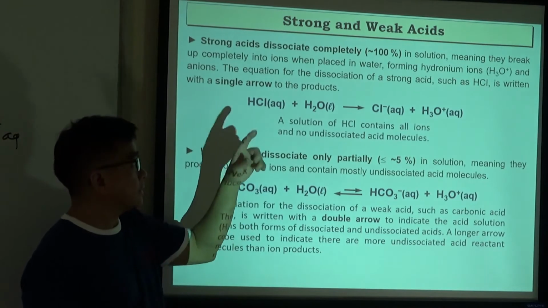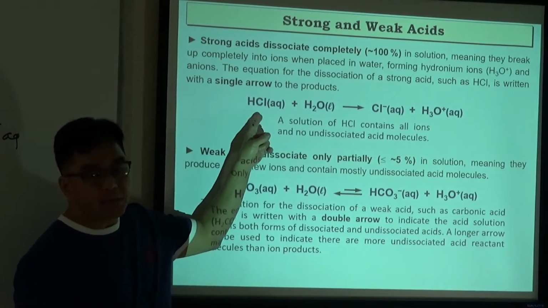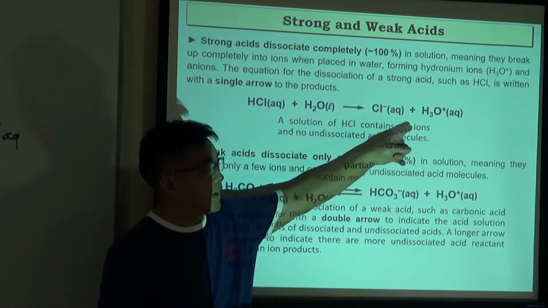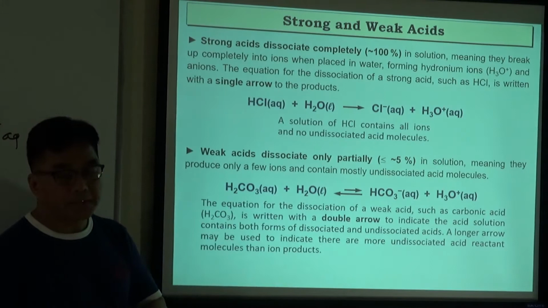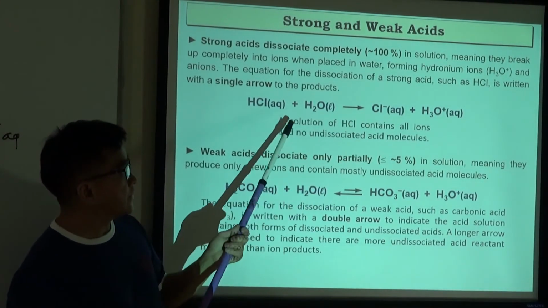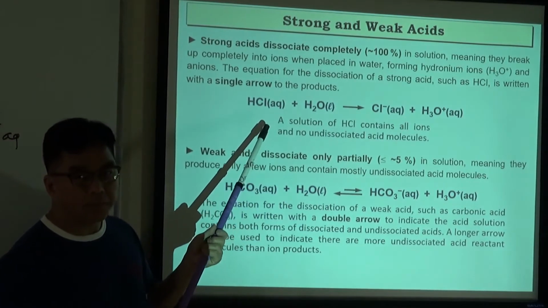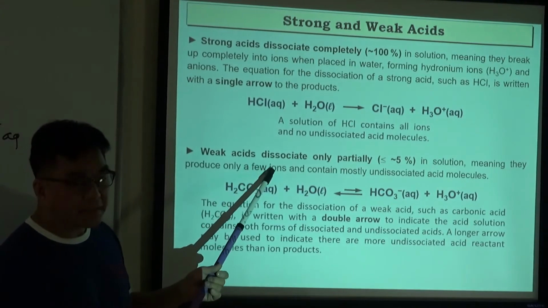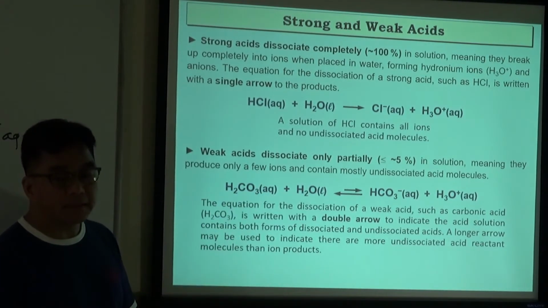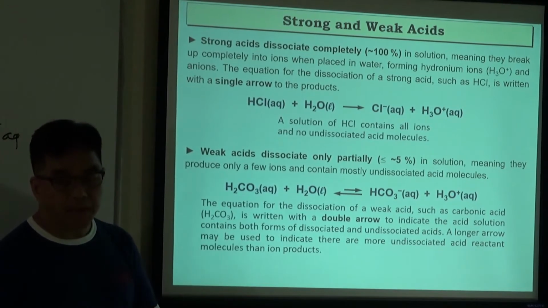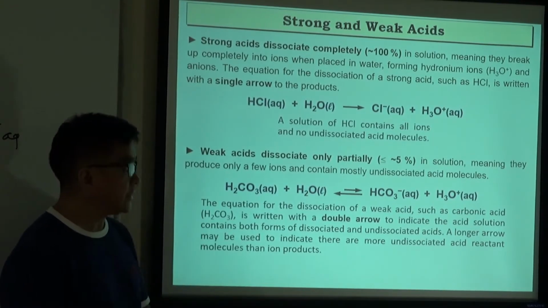It means that there's no undissociated HCl molecule in solution. Everything dissociates to form ions in solution. So for a strong acid, you write the dissociation of the hydrogen ions from the acid compounds with a one-way arrow. Whereas weak acids dissociate less than 100%. Most weak acids dissociate somewhere between 0 to 5% only, and so a majority of them, 95% or more, remain undissociated.